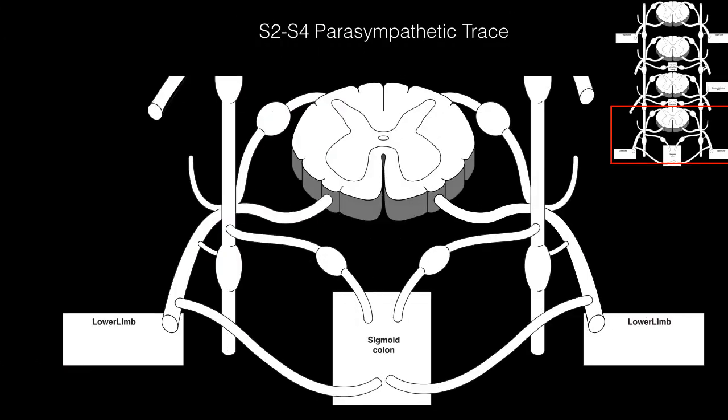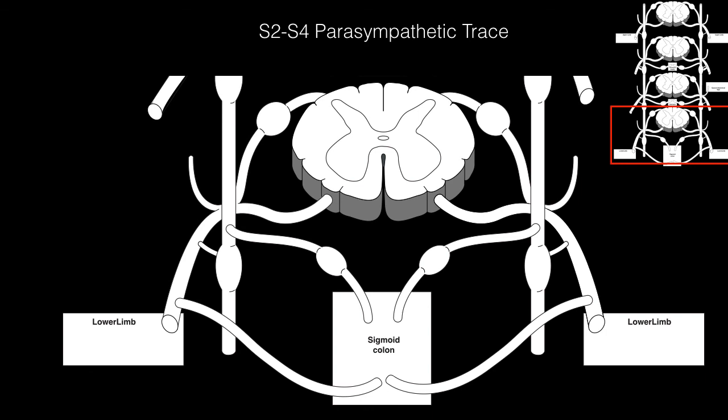Here's our pelvic parasympathetic trace. So this is the bottom level, S2 through S4, and we know that because the ventral ramus has a splanchnic nerve coming off of it. We can see the sympathetic splanchnic nerve coming off the sympathetic trunk, and we can see the parasympathetic splanchnic nerve coming off of the ventral ramus. The parasympathetic splanchnics are only at S2, 3, and 4. So that's how we know that's the level we're at.